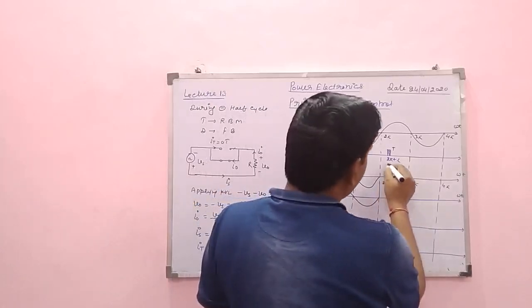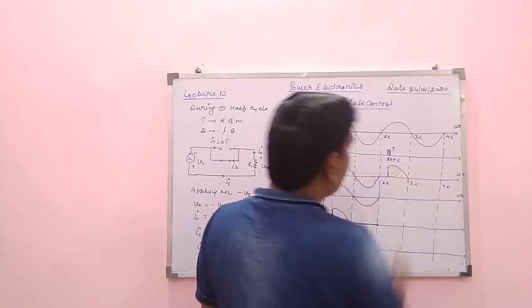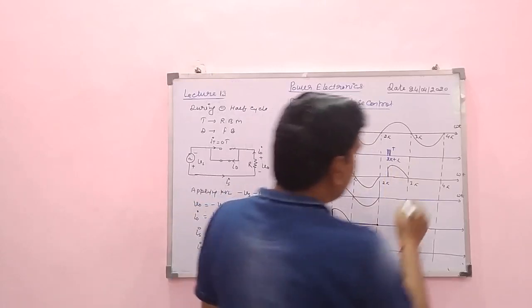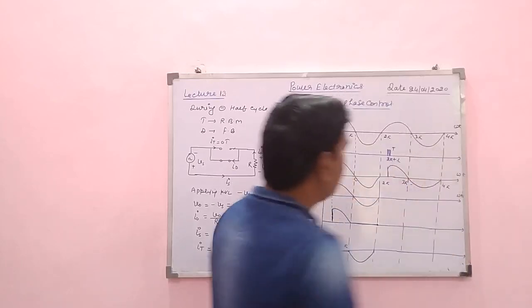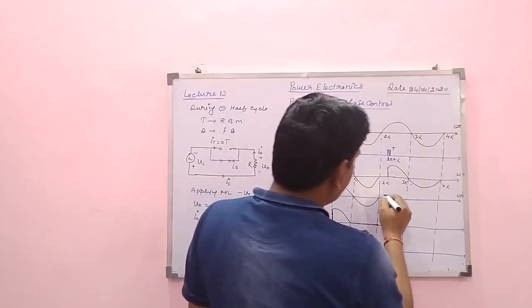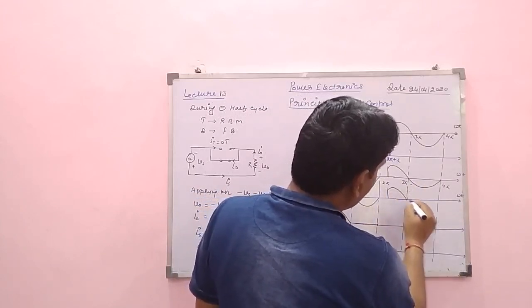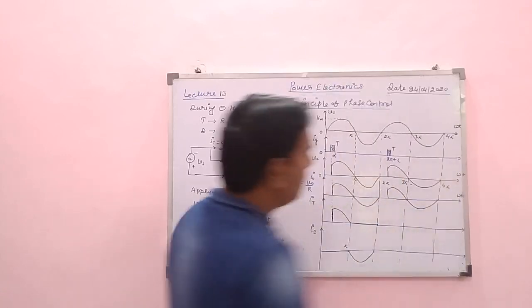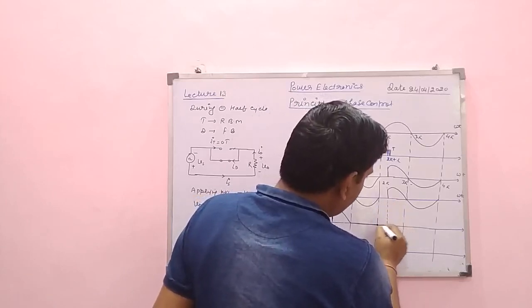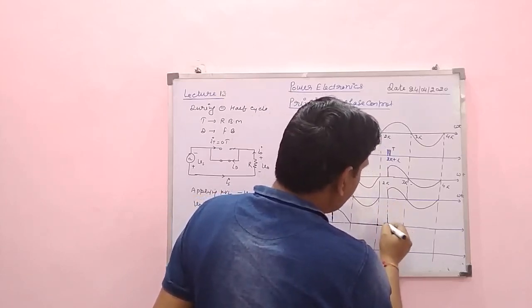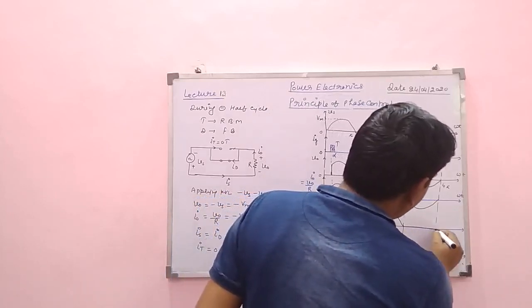Again this cycle will repeat, and at 2 pi plus alpha the output voltage will follow the supply voltage, and it will be negative between 3 pi to 4 pi like that. Similarly the output current will be like that, and it will be negative from 3 pi to 4 pi. Now the thyristor current will again be turned on at 2 pi plus alpha, so it will follow the output current and it will again remain 0 up to 4 pi.